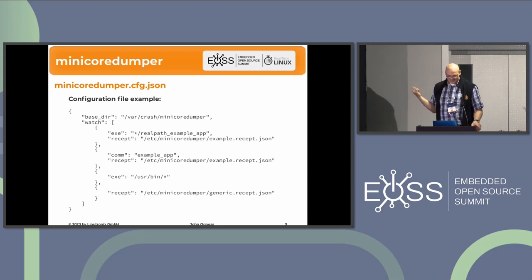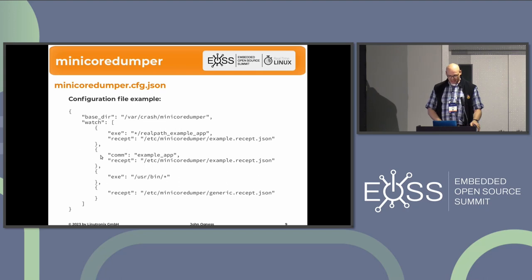So, an example of the main configuration. It's just specifying where you want to dump the stuff, and then these are the different expressions for the different applications. Now, there are two different things you can use to match expressions. You can match based on the actual real path of the executable that's running. If it's a symbolic link, it'll resolve that. So for example, if you have a busybox-based system and it's an ls that crashed, then exe will actually be the full busybox binary.